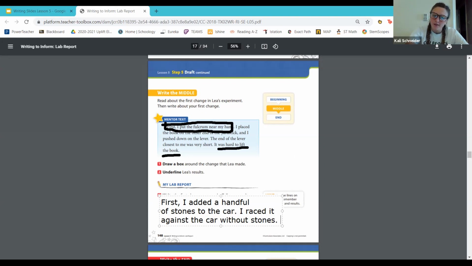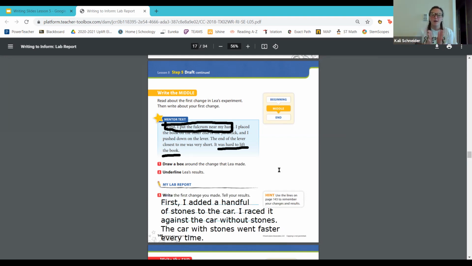What happened then? So we stated what we did to make the change, what we did with that change, what were the results? Our results were the then, right? If we added stones to the car, then the car with stones went faster every time, right? So the car with stones went faster every time. There we go. So that is part of my middle, right?